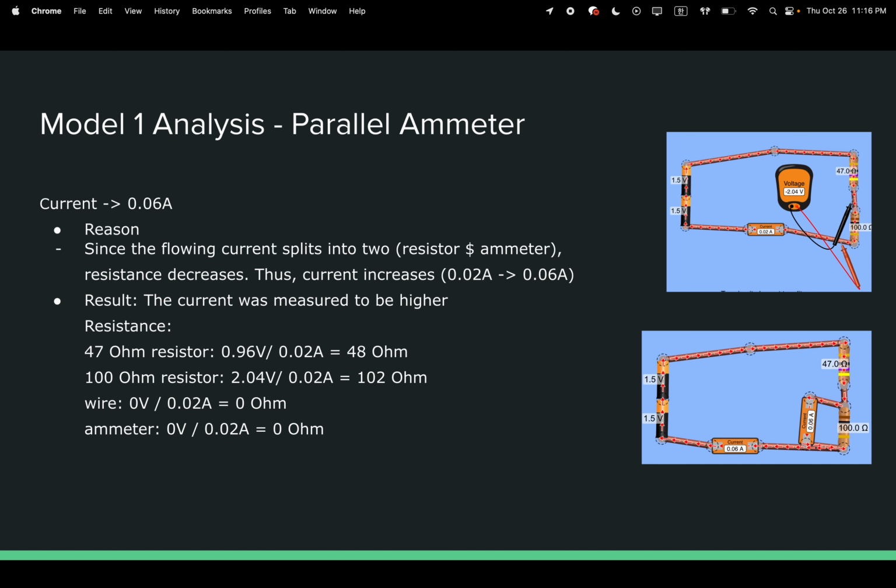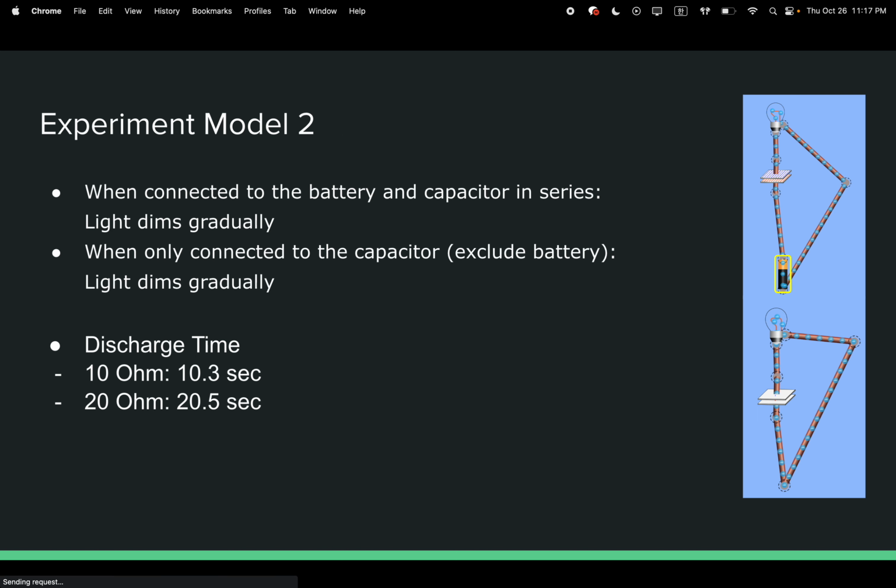We did another case study where we added an ammeter parallel to the 100 ohm resistor, and the current increased to 0.06 amperes. The reason is that the flowing current splits into two, the resistor and the ammeter, so the resistance decreases. As a result, the current increases. I also calculated the resistance of the two resistors, the wire, and the ammeters using Ohm's law, and we found that the wire and the ammeter were 0 ohms.